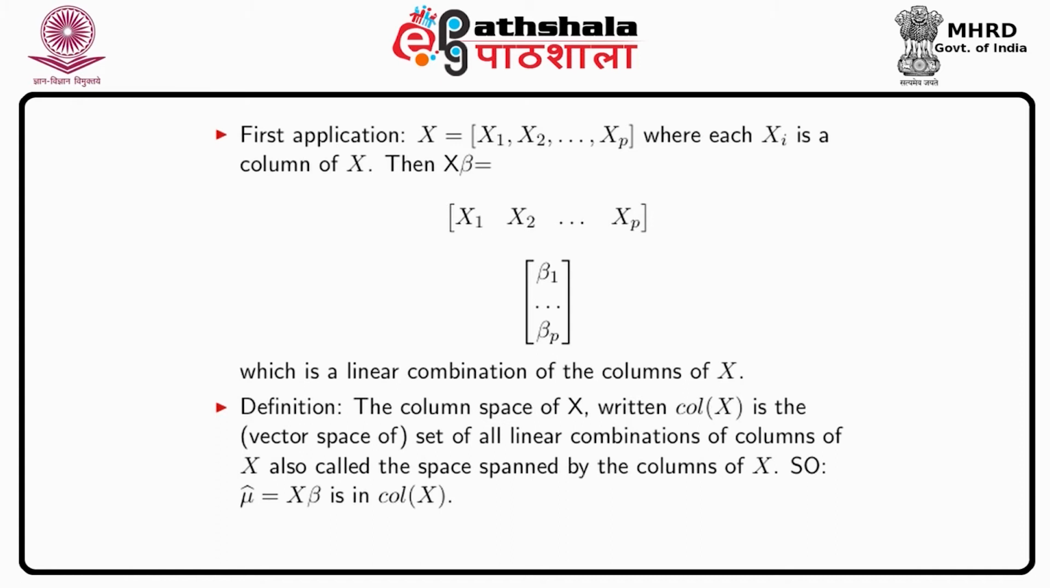So when we get the estimates of Y as X times beta hat, then the estimates all belong to the column space of X, which is the design matrix.